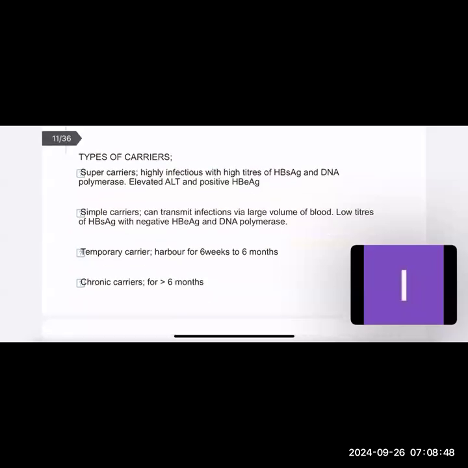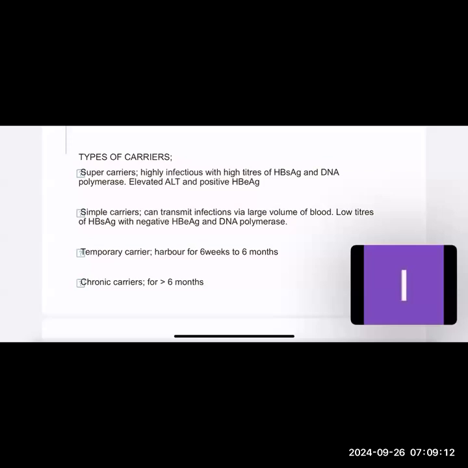And then we have the simple carriers. They also can cause infections, but you need a large volume of the blood because the titers of the surface antigen is low, and they're usually negative for the envelope antigen as well as the DNA polymerase. If they don't have a DNA polymerase, which means they don't have the reverse transcriptase activity, and so they are not replicating that much. So that's it about the simple carriers.